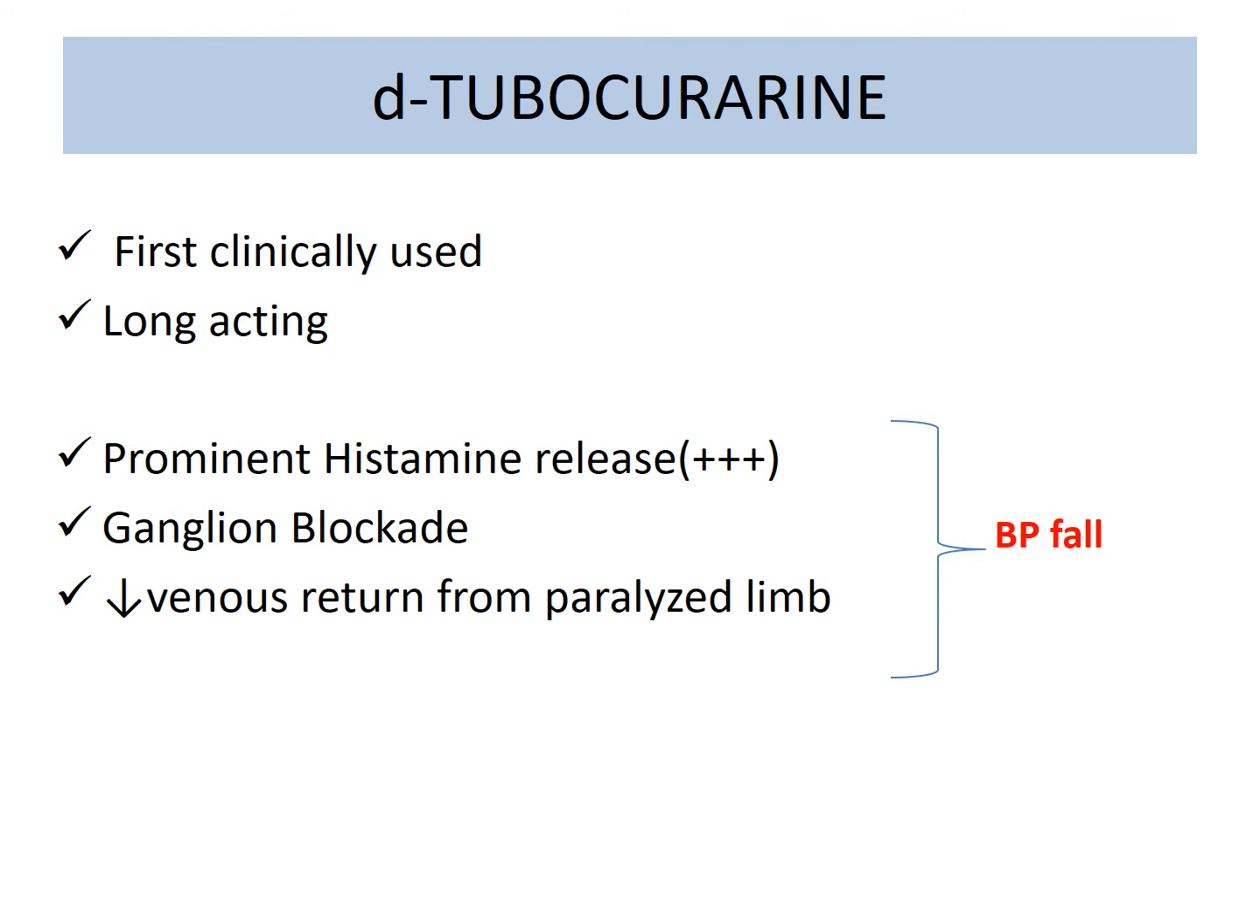Coming to each agent, this is the first one. This is d-TUBOCURARINE. It's a long-acting non-depolarizing or competitive blocker. It's the first clinically used agent. It leads to severe BP fall. This BP fall is due to prominent histamine release, ganglionic blockade, as well as decreased venous return from the paralyzed limb. The major factors are histamine release and ganglionic blockade, and due to its muscle relaxant action, there will be decreased venous return. So these all three factors contribute to BP fall.